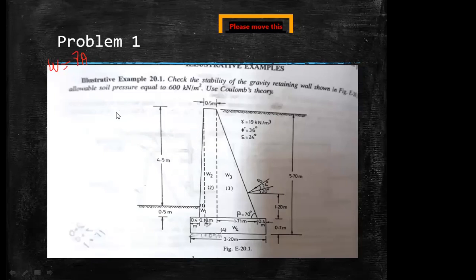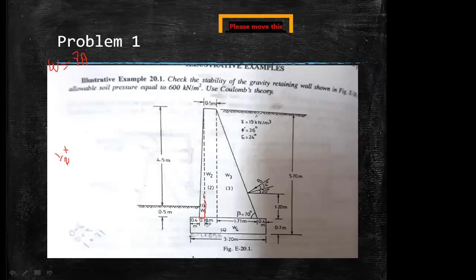So it is the triangle, right? So we need to calculate the area of a triangle first. What is the base here and what is the height here? Half into base into height.